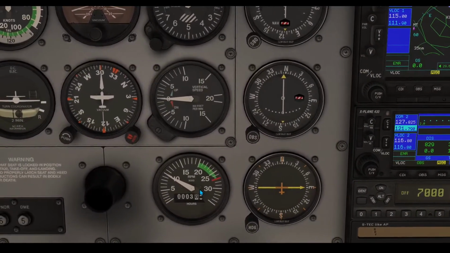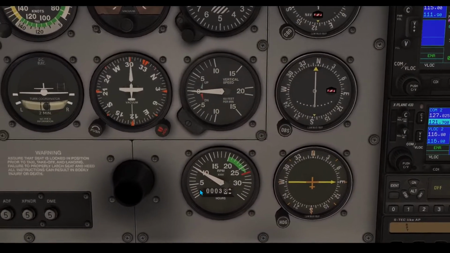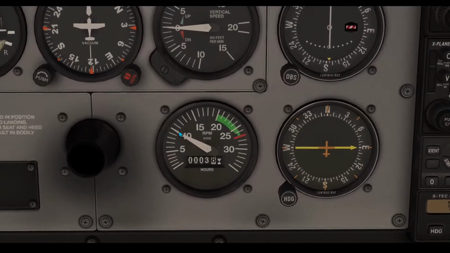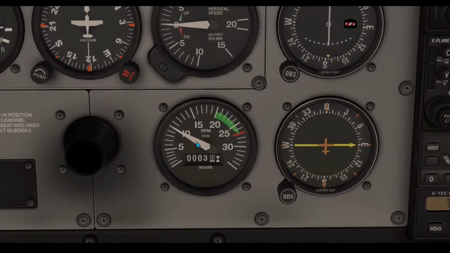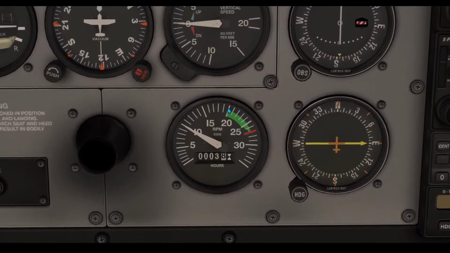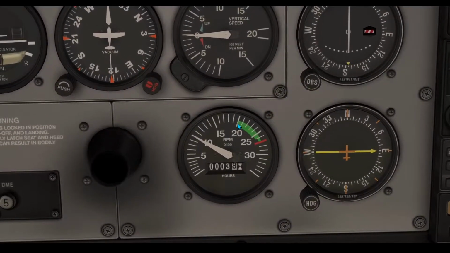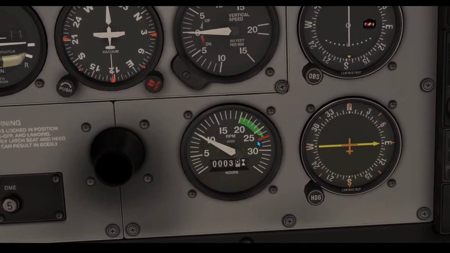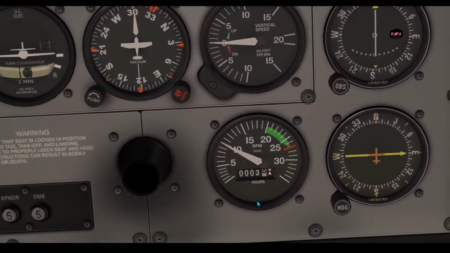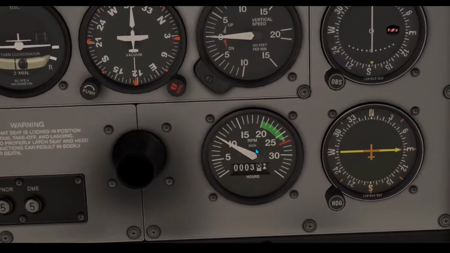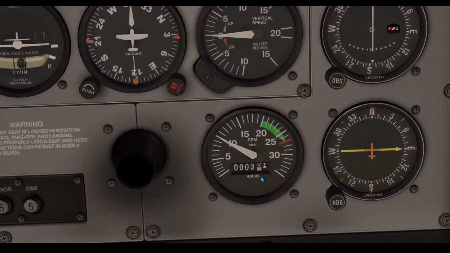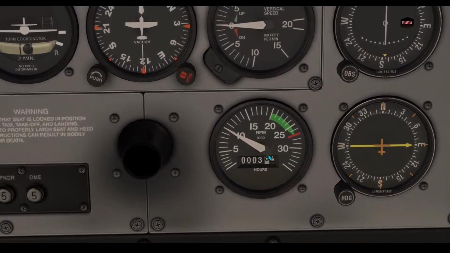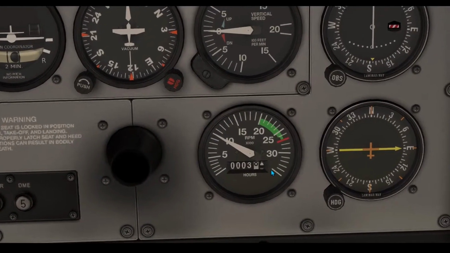Okay, down here, RPM, the speed of revolution of the engine. That's 1000 revolutions per minute. Green arc, normal range in the air. Red line, RPM value not to exceed. Hour meter, it takes into account the hours the engine has been running for maintenance purposes.